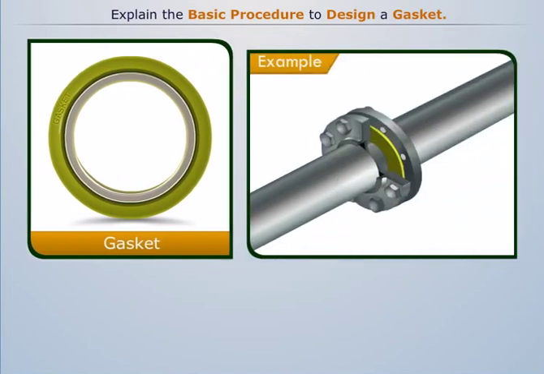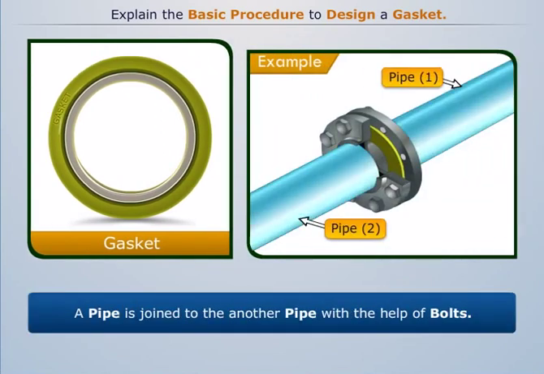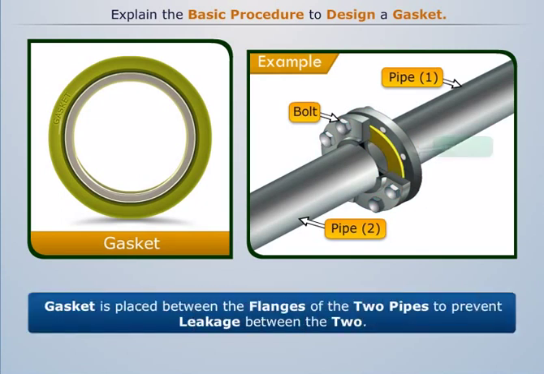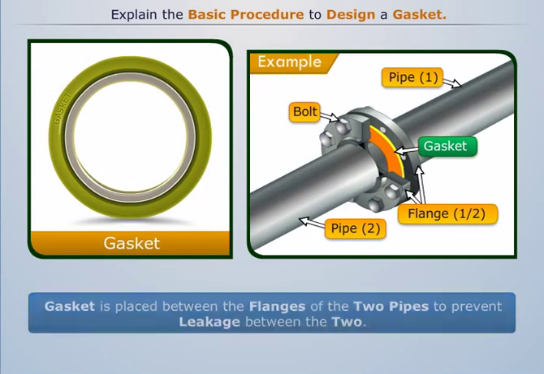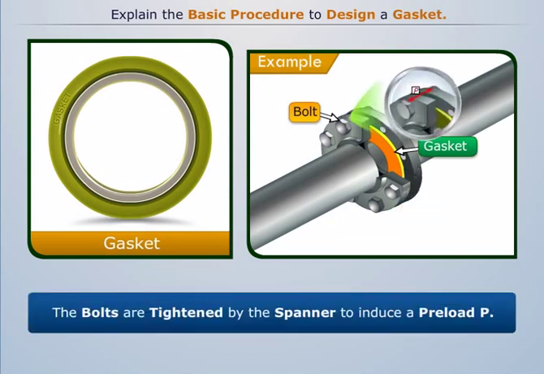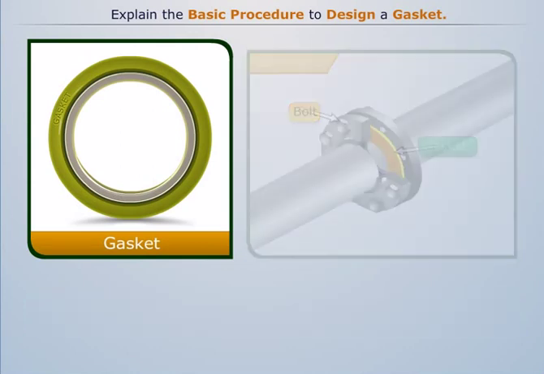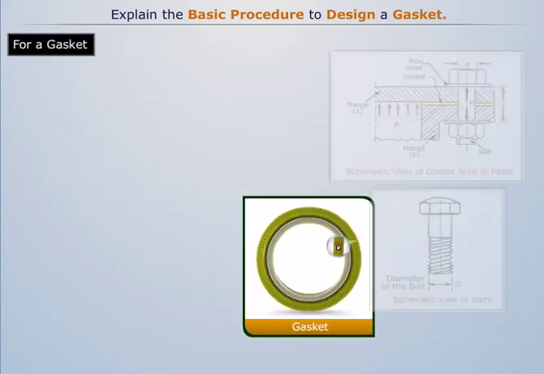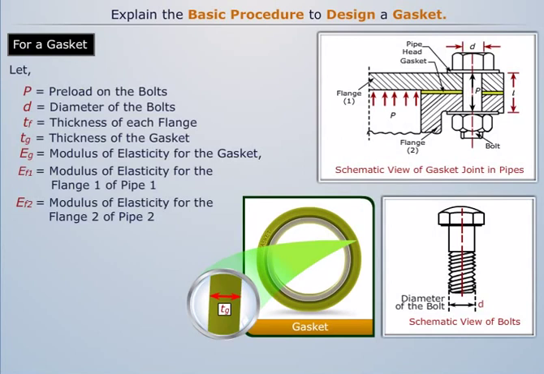For example, a pipe is joined to another pipe with the help of bolts. Here the gasket is placed between the flanges of the two pipes to prevent leakage between the two. The bolts are tightened by the spanner to induce a preload P. The preferred nomenclature for a gasketed assembly is as follows.